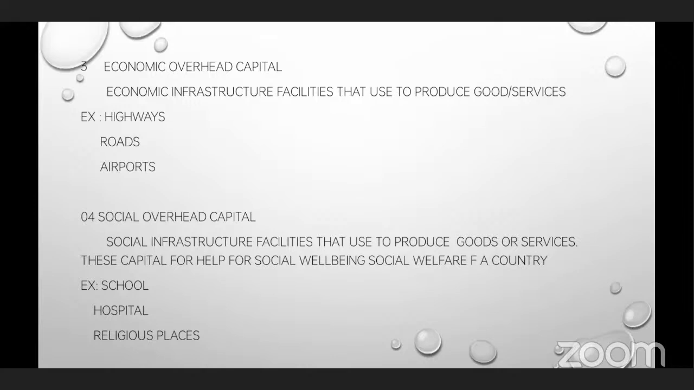We'll move to social overhead capital. Social infrastructure facilities that are used to produce goods and services. These capitals help the social well-being, social welfare of the country. Schools, hospitals, religious places, libraries, we can take as examples.